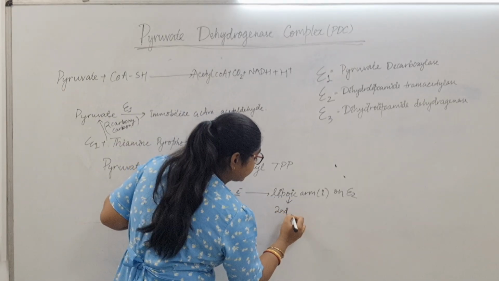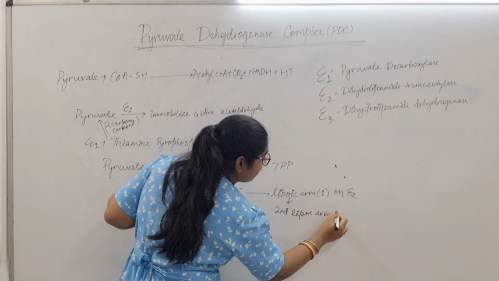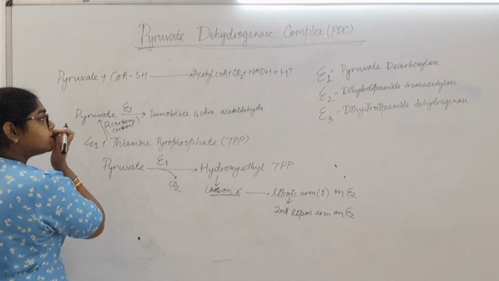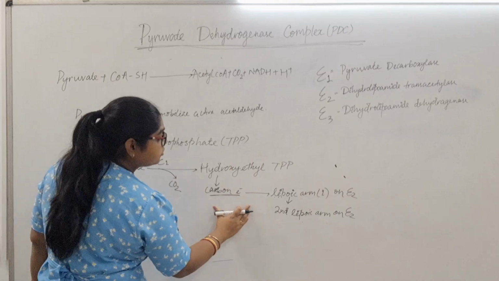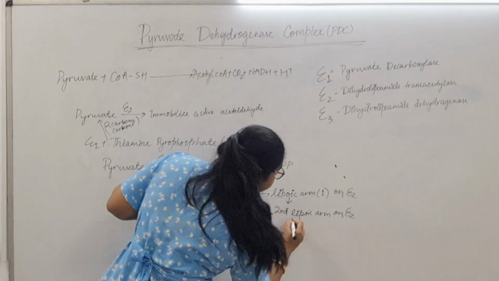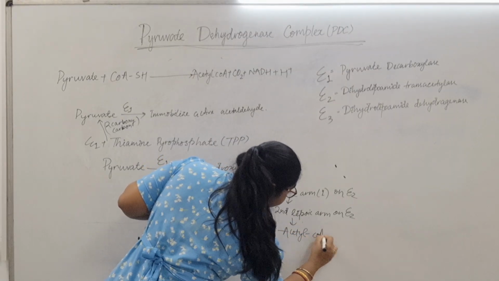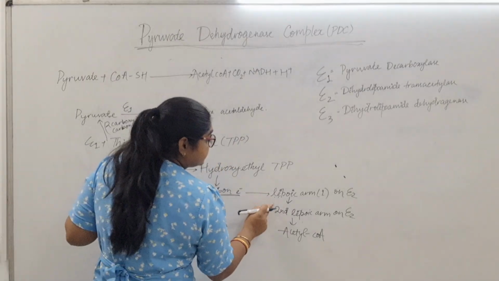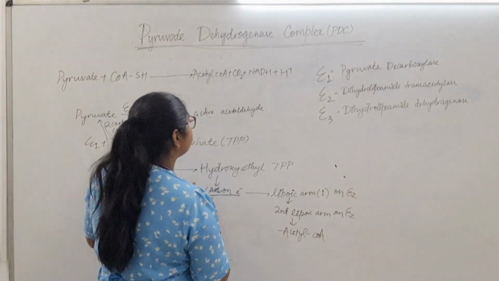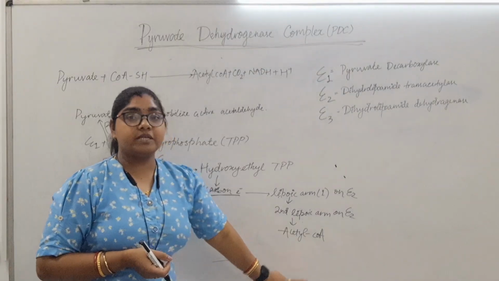It transfers to the second lipoic arm on the E2 subunit, and here it will transfer the acetyl group to the second lipoic arm, and here it produces the acetyl coenzyme A. It will transfer the acetyl group to the first lipoic arm, then to the second lipoic arm, and this acetyl group will link with the coenzyme A and will produce acetyl coenzyme A.